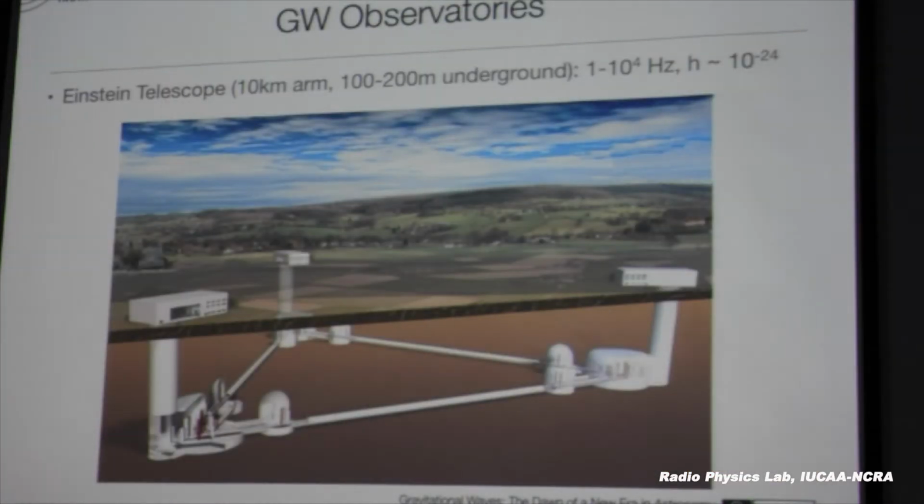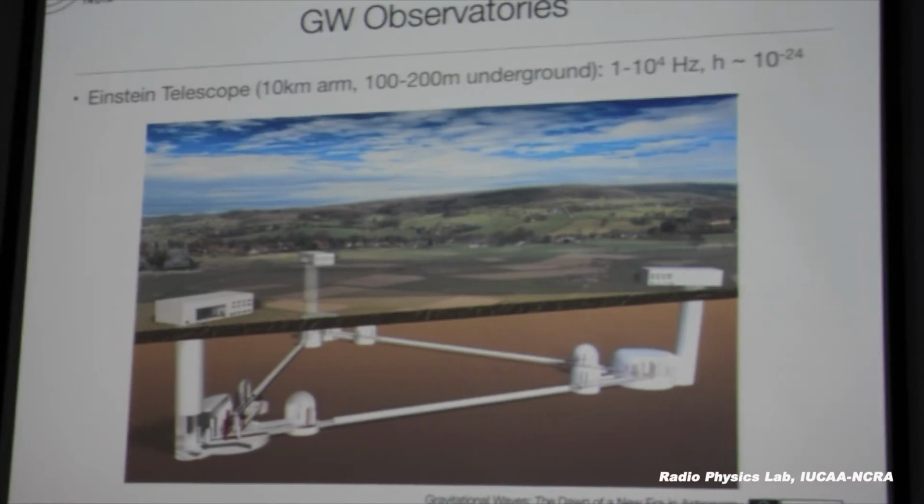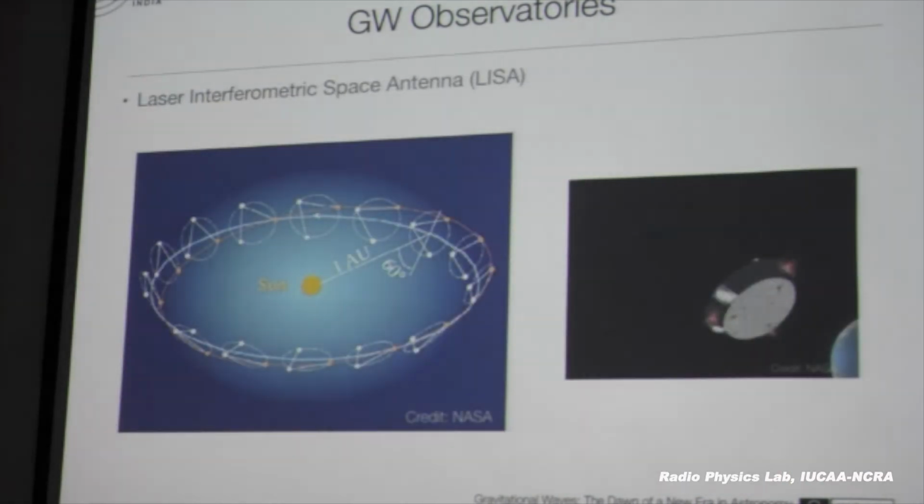And a lot of planning is going on. This is the schematic of the Einstein telescope. It will be underground with a 10 kilometer arm, forming a triangle and so on. And these are not just diagrams. People have done a full survey across Europe to find a site. A seismic survey was conducted. Then there are the space-based detectors which were also planned.